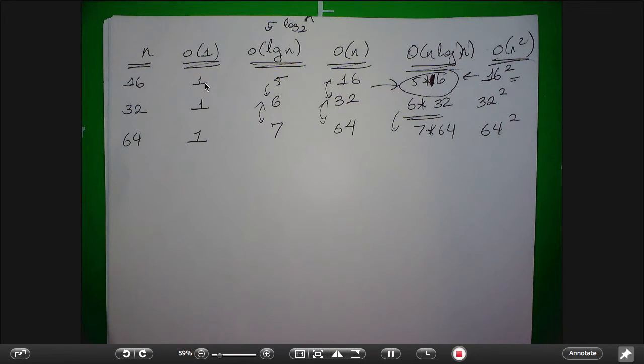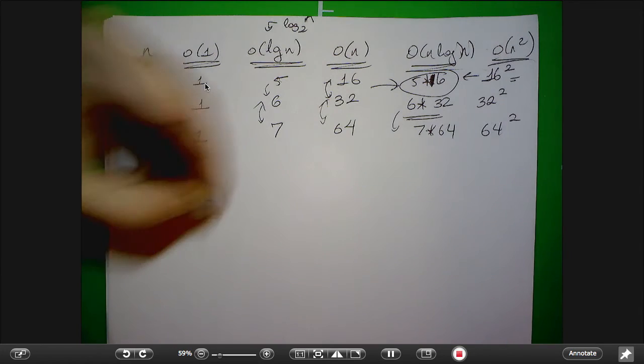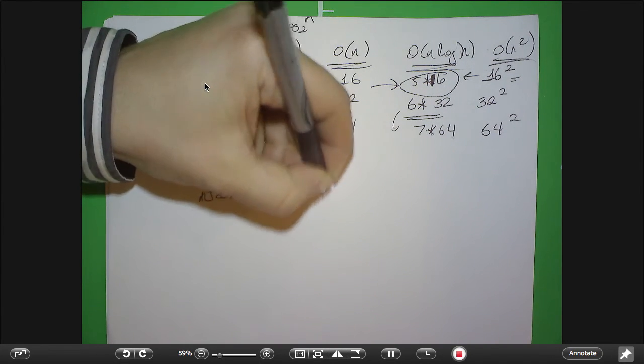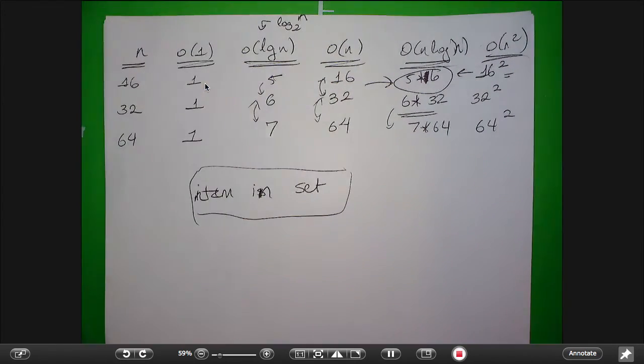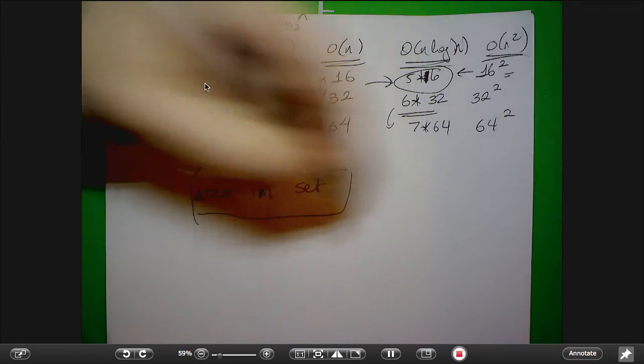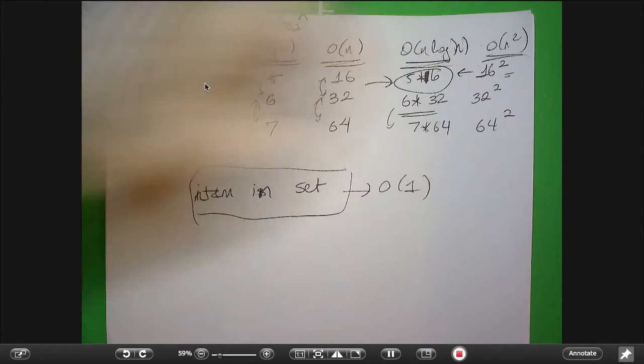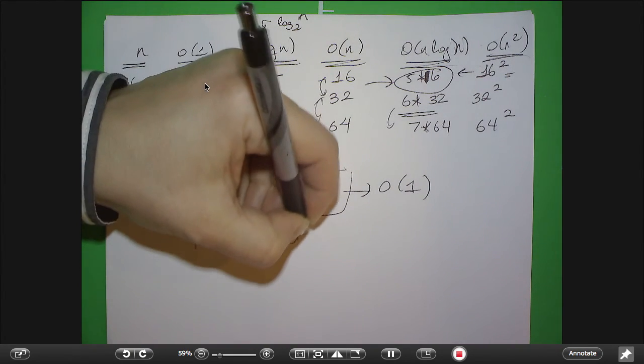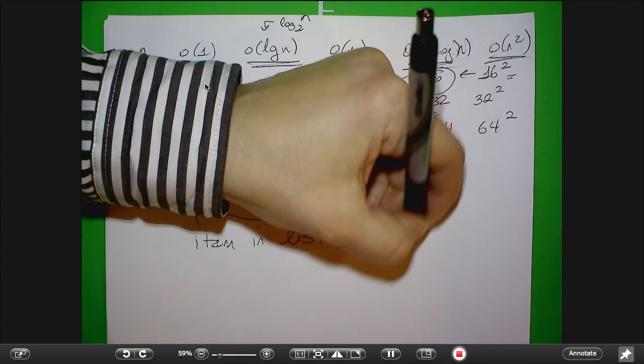Okay? Why do we care about all of this? Well, this is very important when you're looking at your containers. So for example, checking if an item is in a set, this operation is actually very cheap because of the way sets are implemented. This is actually a constant operation, whereas item in list is actually order of n operation.